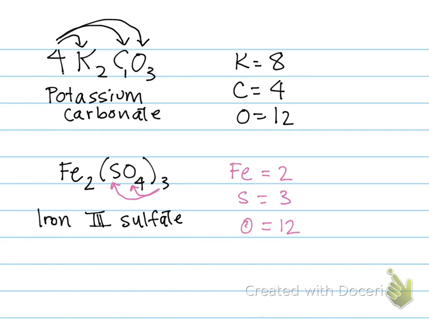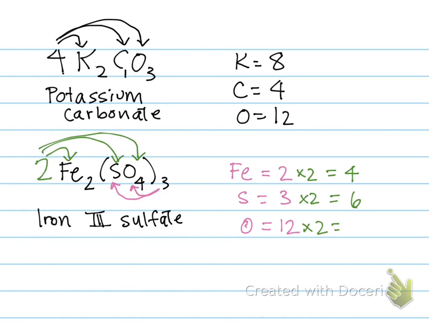Now, if I put a coefficient in front of that, let's say I put the coefficient 2. Now, this 2 is going to distribute to everything that has been multiplied. So we're going to have 2 times 2, which is 4, 3 times 2, which is 6, and 12 times 2, which is 24. Okay?